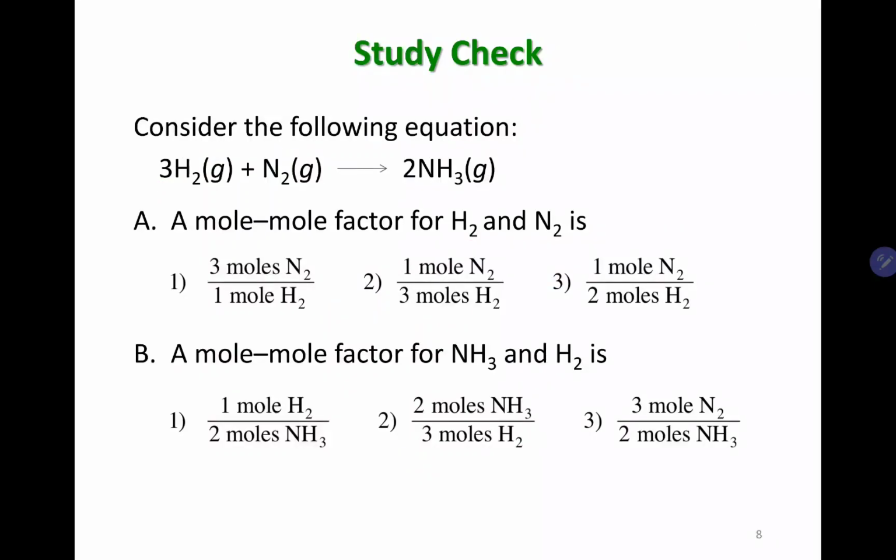If you take a look at the second part of this question, a mole factor for ammonia and hydrogen, the important stoichiometric ratios or coefficients for ammonia and hydrogen are number 2 and number 3 respectively. So the mole factor should include 2 for ammonia and 3 for hydrogen, right? So the correct answer is once again number 2. All right, so that is how you get it.